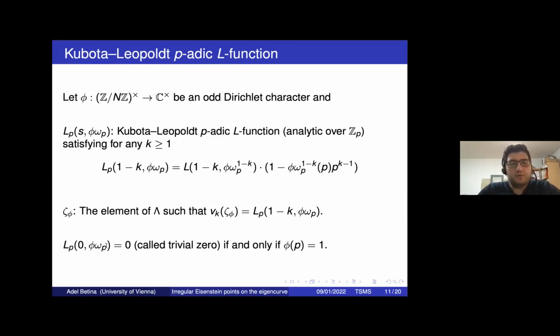And I want to highlight here, you have a zero if phi of p equals 1. Why? Because if you plug in 0 here, it means k equals 1, and then this Euler factor will vanish if and only if phi of p equals 1. This factor will never vanish at 0. And here it's called a trivial zero because we have a zero for trivial reasons. The Euler factor, this factor will vanish.